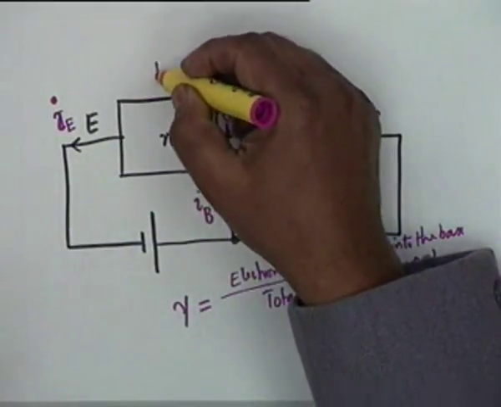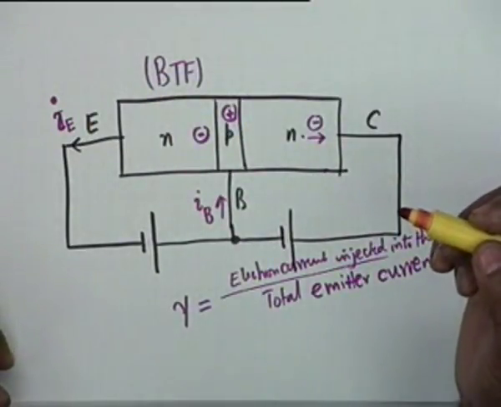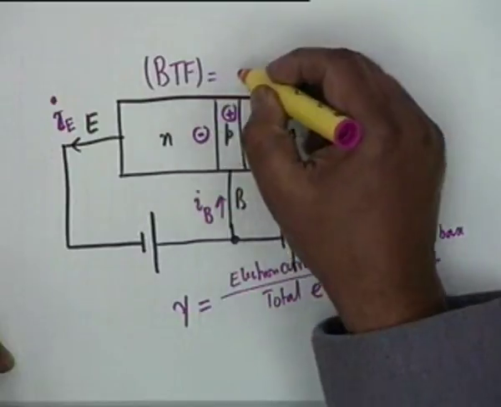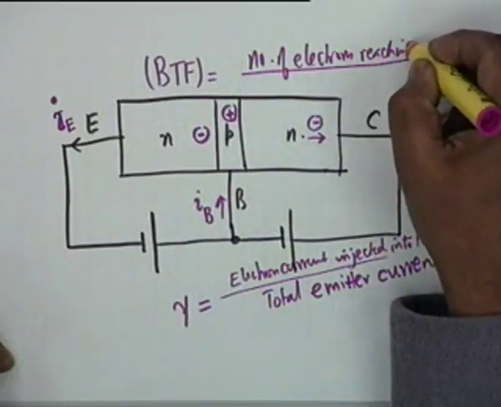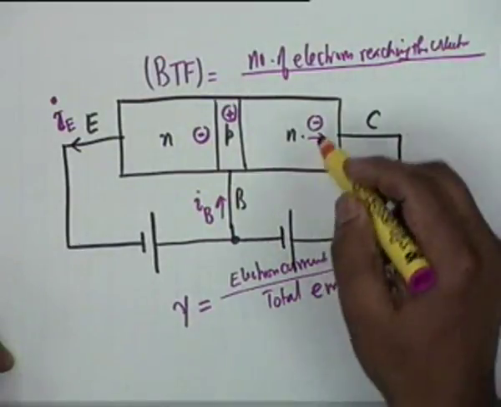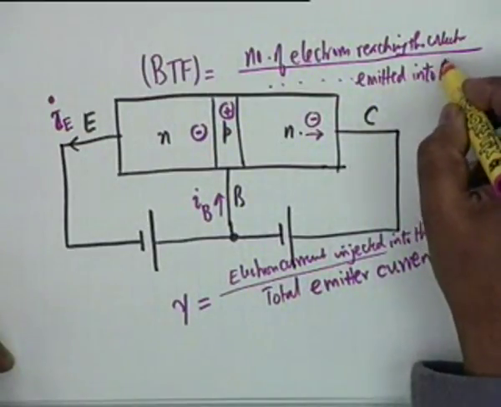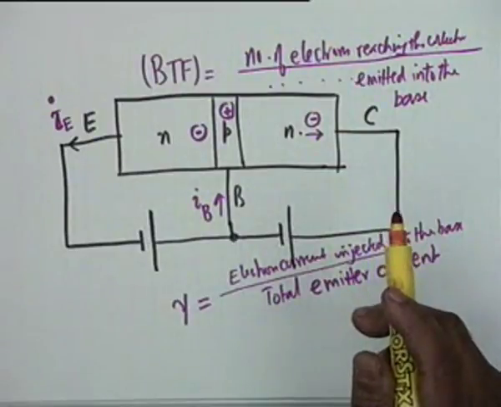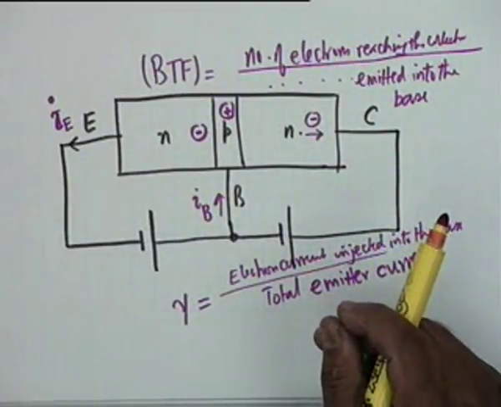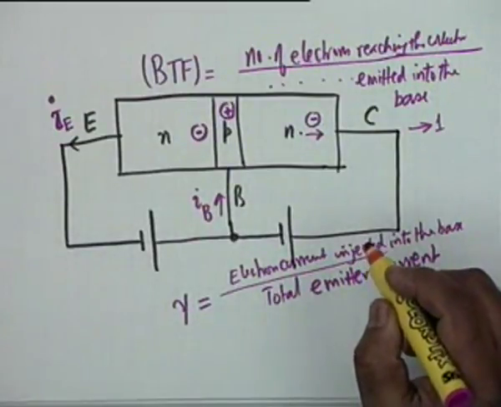If this ratio, called the BTF, base transport factor, is defined as number of electrons reaching the collector divided by the number of electrons emitted into the base, this ratio is called the base transport factor, and this is also very close to unity, maybe 0.99 is a typical figure, because the base current normally is very small.